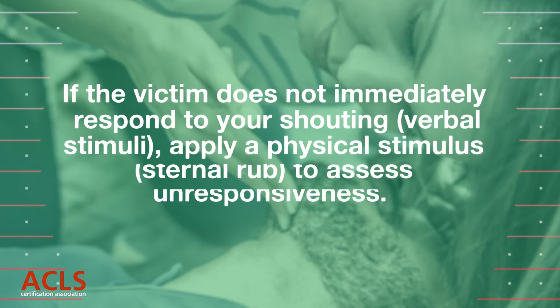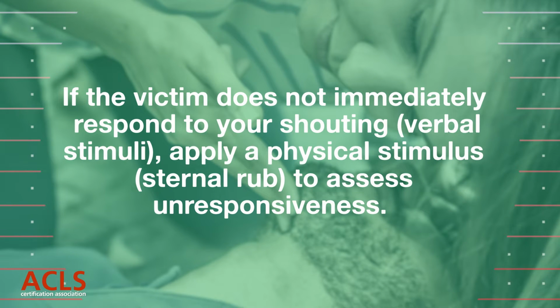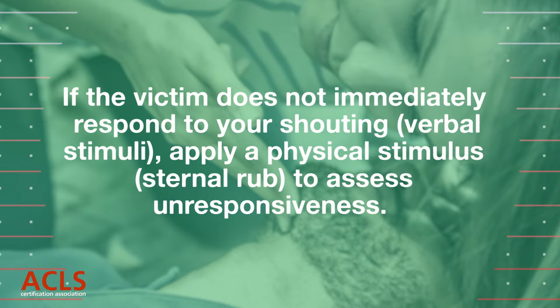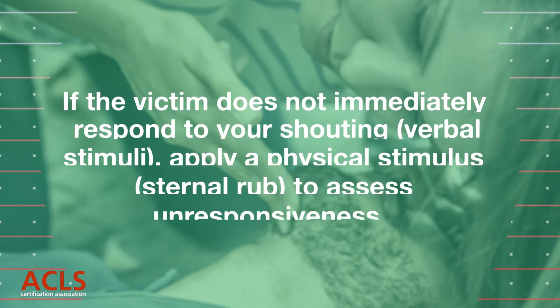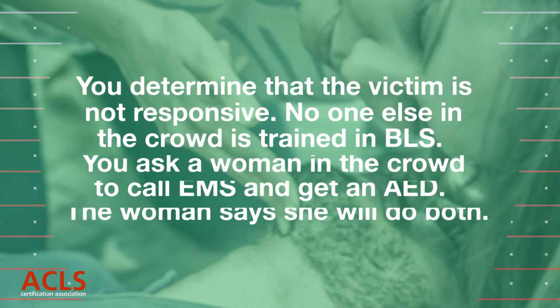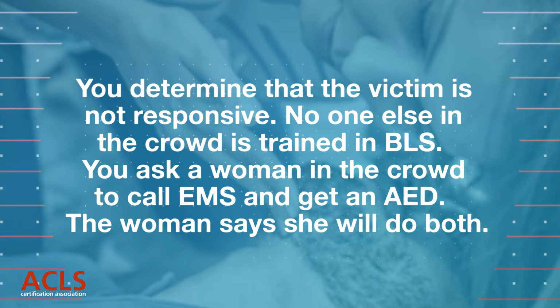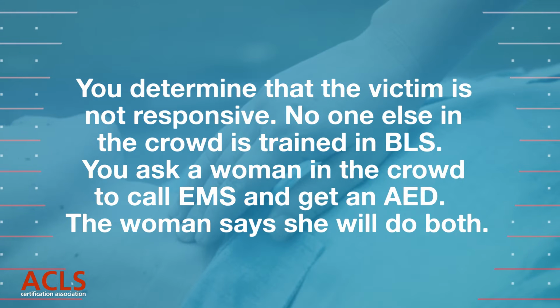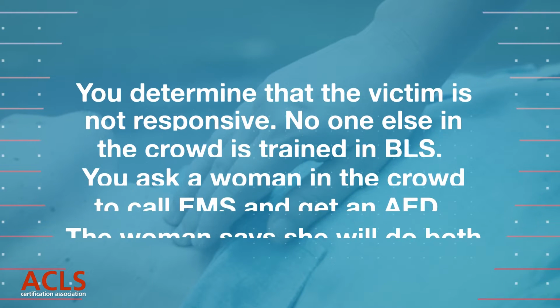If the victim does not immediately respond to your shouting, verbal stimuli, apply a physical stimulus, sternal rub, to assess unresponsiveness. You determine that the victim is not responsive. No one else in the crowd is trained in BLS. You ask a woman in the crowd to call EMS and get an AED. The woman says she will do both.